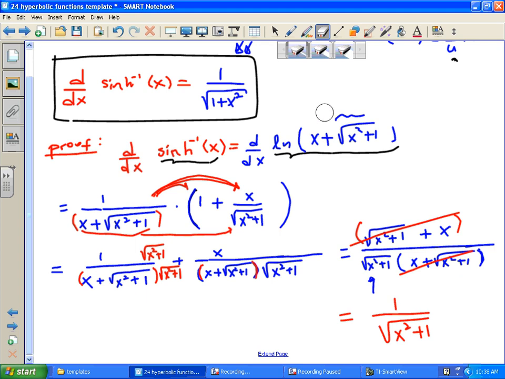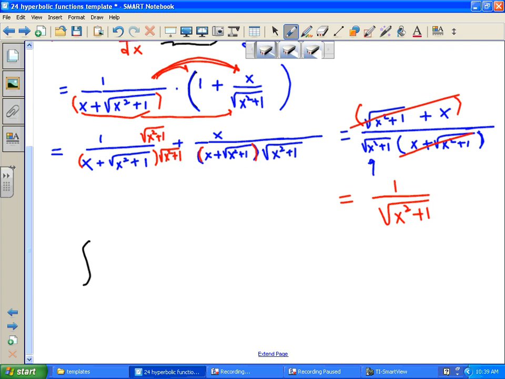Okay, do we have the proof then? Do you then agree that the derivative of hyperbolic sine inverse is 1 over the square root of 1 plus x squared? Finally I can deliver the promise I had earlier today. I said to you guys, we're going to be able to integrate something like this by the end of the class today.